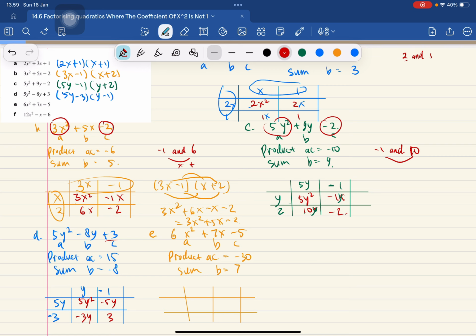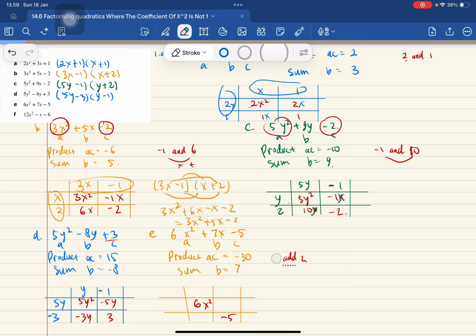So the first term is 6x squared, the last term is minus 5. Then we need to find the two numbers. The product is minus 30, and the sum is 7. So what are those numbers? We need to find them. So 5 times 6. Yeah, let's check it. 15 and 2. No, it's not possible.